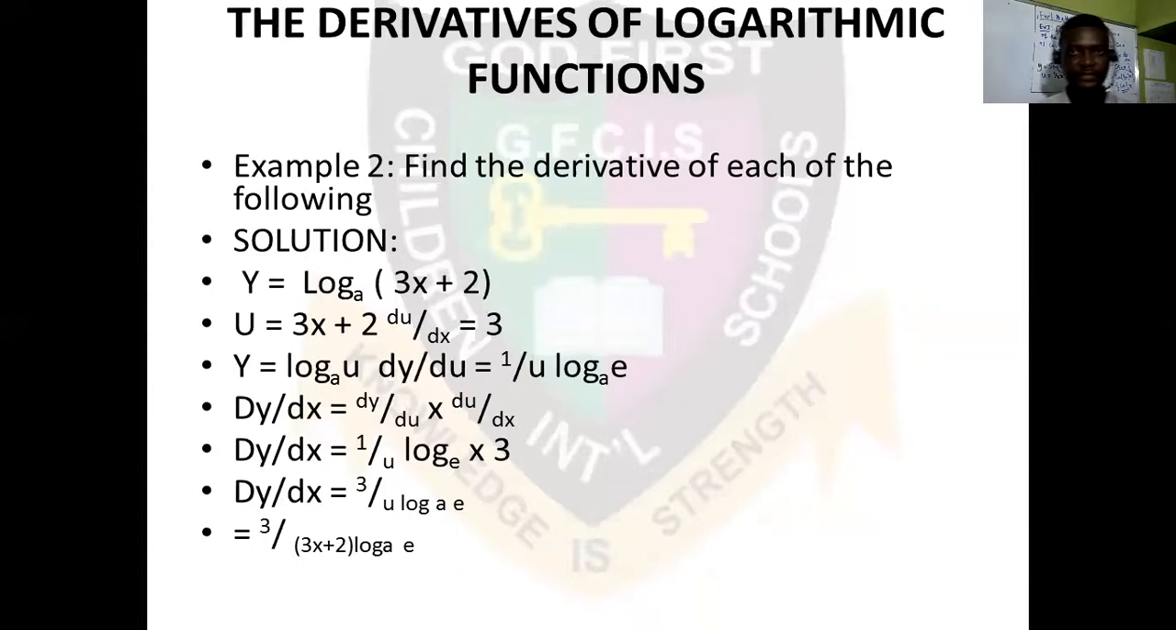So moving ahead, derivative of logarithmic function. Example. So I'll copy the example before we go to the solution.